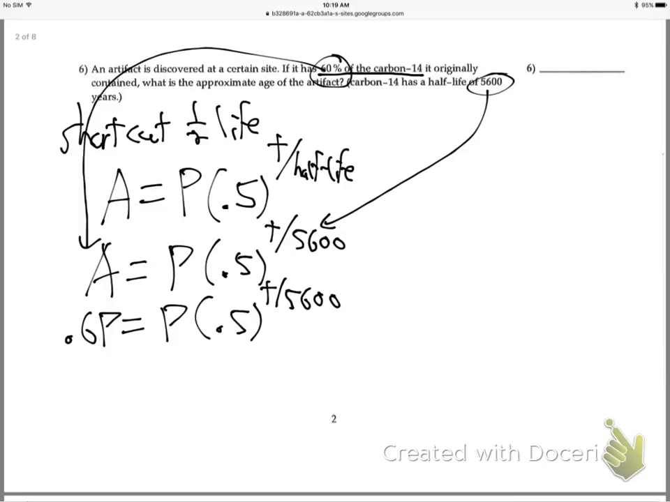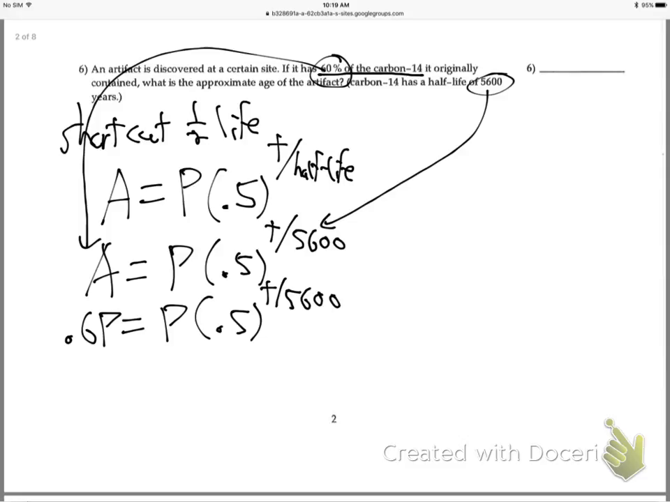Technically, it means 60% of the original, right? Times the original. Does that make sense? They're saying it has 60% of its original amount. 60% times, of means times in math, right? 60% of its original P, 0.6 times P. So there we go. Solve for P. With that shortcut, these half-life ones will be easier than the other ones.